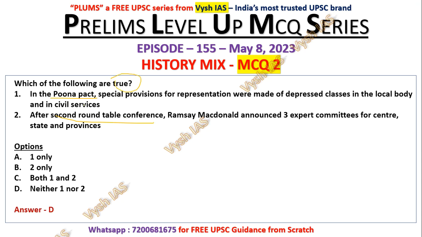Okay, so if you see this particular thing, in the Pune Pact special provisions for representation were made for the depressed class. That is correct, but not in the local bodies and civil services. That is why it is wrong. I'll show you that in the lecture. And then 3 committees were formed. That is also true, but it's not for center, state and provinces. It's actually for franchise, the voting and all these things.